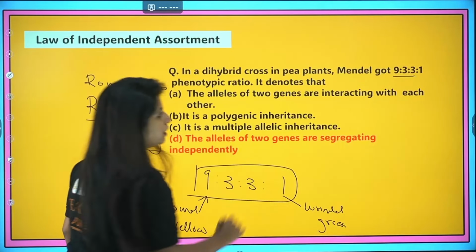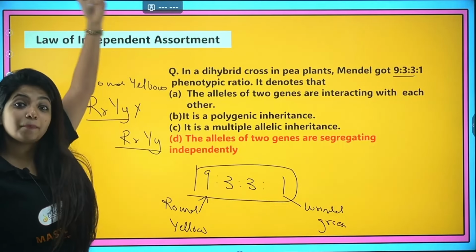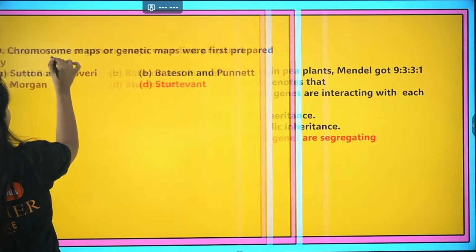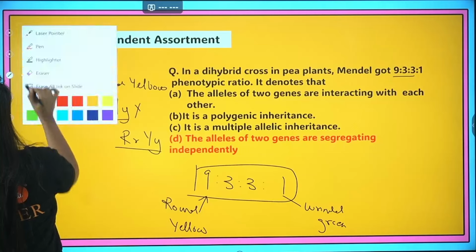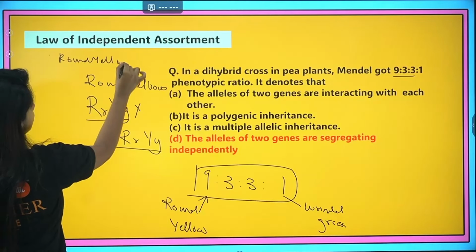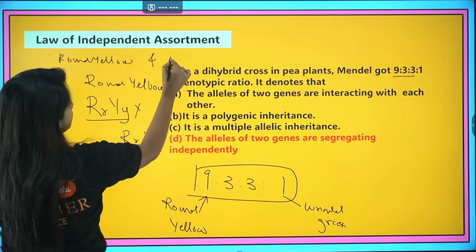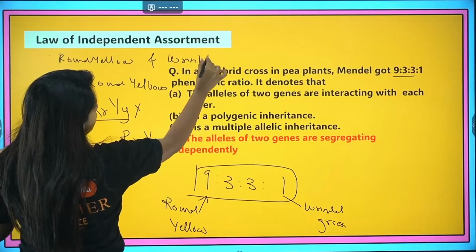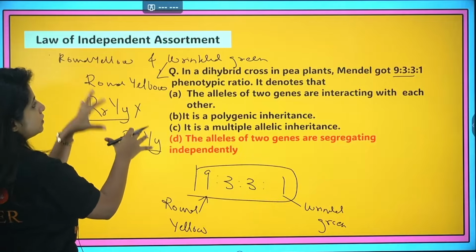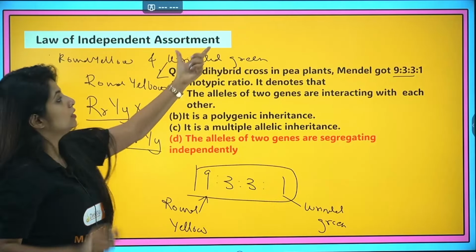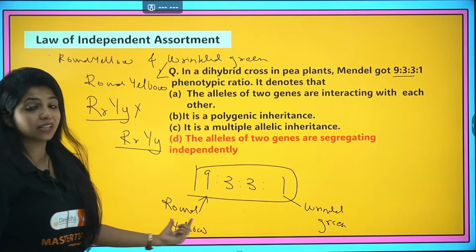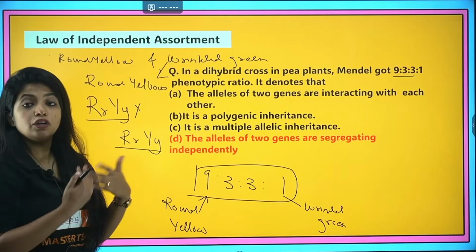So ma'am, where do you find this from? So this was there in the parental thing. So the parents were round and yellow. Just a second, okay? The parents were round and yellow and wrinkled and green, and they got a progeny which was like this. So the parental trait is there. The recessive one is just one over here. Wrinkled and green is still there, round and yellow is still there, 9 of them. Now you need to find new combination.